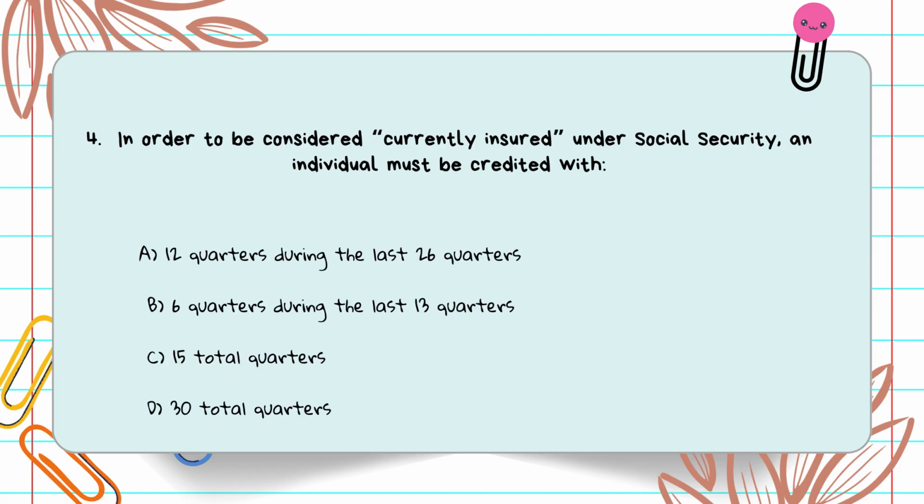Question number 4. In order to be considered currently insured under Social Security, an individual must be credited with A, 12 quarters during the last 26 quarters, B, 6 quarters during the last 13 quarters, C, 15 total quarters, D, 30 total quarters. Super easy to remember, just think 6 and 13. That's the formula to be considered currently insured under Social Security. The answer is B, 6 quarters during the last 13-quarter period.